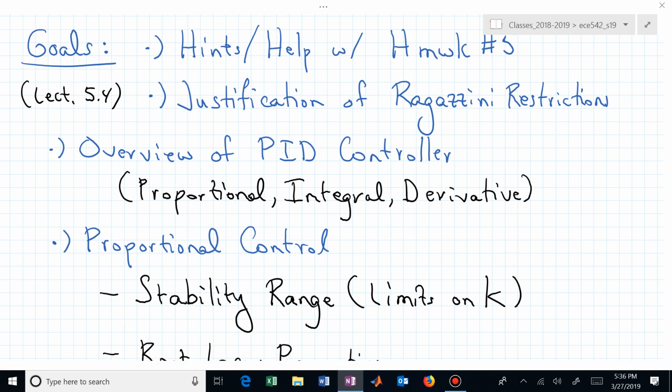Then we'll look at why these restrictions with the Ragazzini approach arise, or the justifications for those. And we have 4 restrictions that we talk about with the Ragazzini approach.